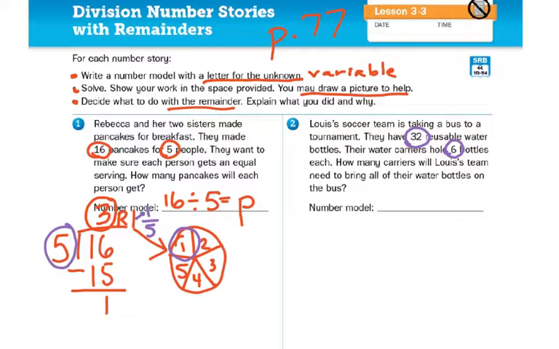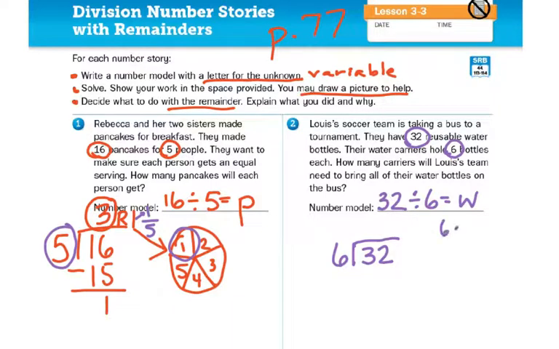So the number model would be 32 divided by the 6 bottles that each carrier holds, and then we need a variable. I'm going to put W for water, a lowercase w. Now we're going to say, how many 6s are there in 32? Again, they're making this a really easy division problem. So 6 times what would get me closest to 32?